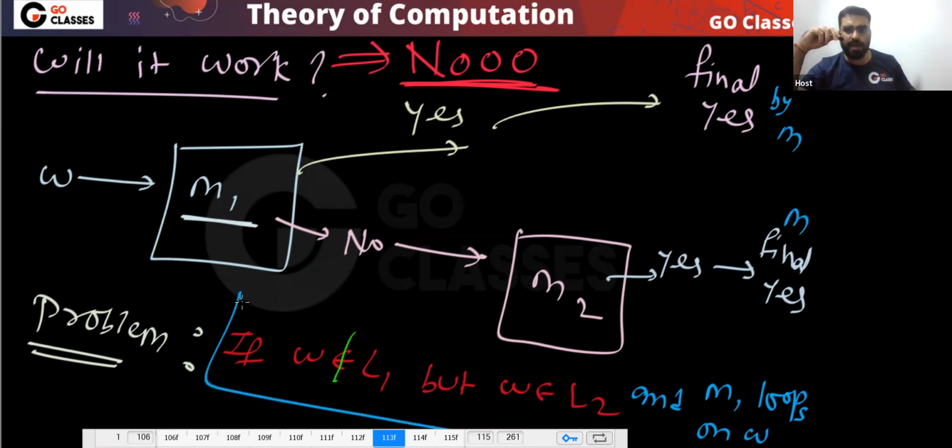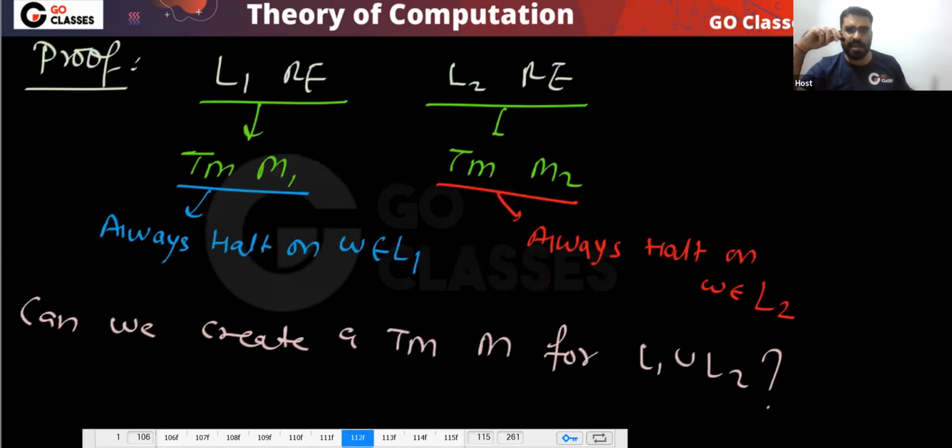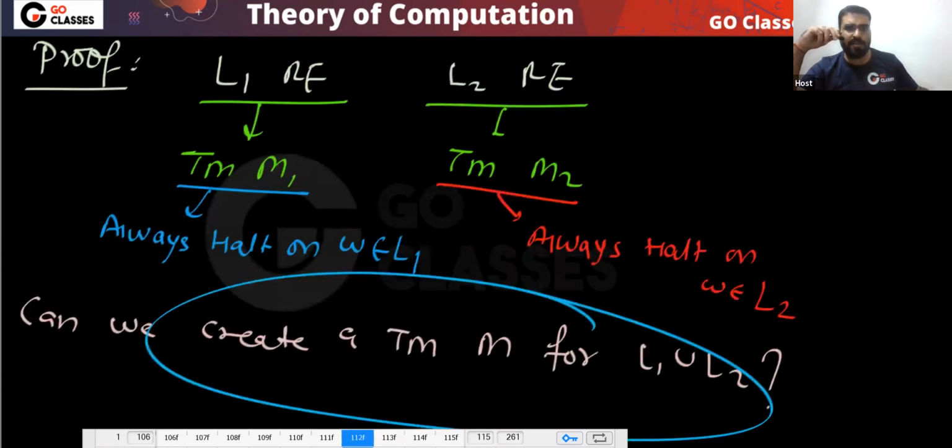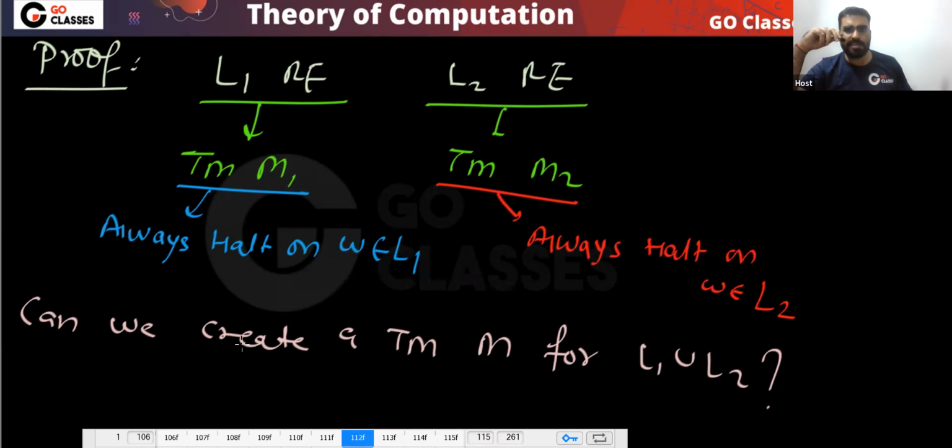So this string should be accepted by M, but we are not able to accept it. Yes or no? Okay, so this method will not work. So can I say that we cannot create a Turing machine for L1 union L2? Can I say that these are not closed?